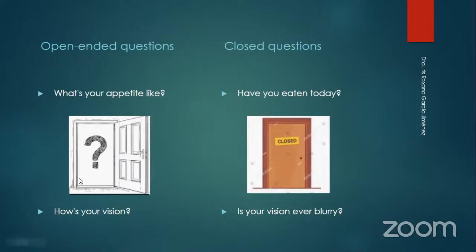Another open-ended question, how's your vision? The patient has to describe how it works. It's different when you say, is your vision blurry? Because the patient could say no, and that's all. But you have to look for the way to obtain this information. And the WH questions are the best way to catch this information properly.